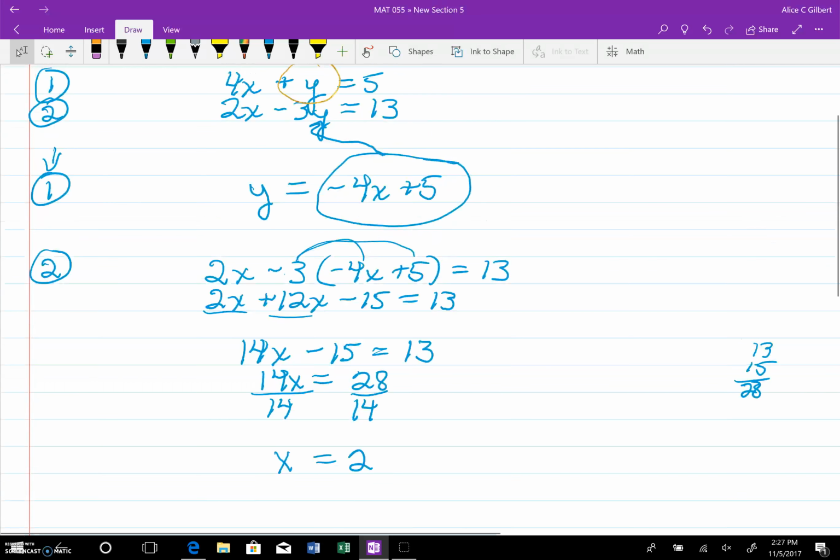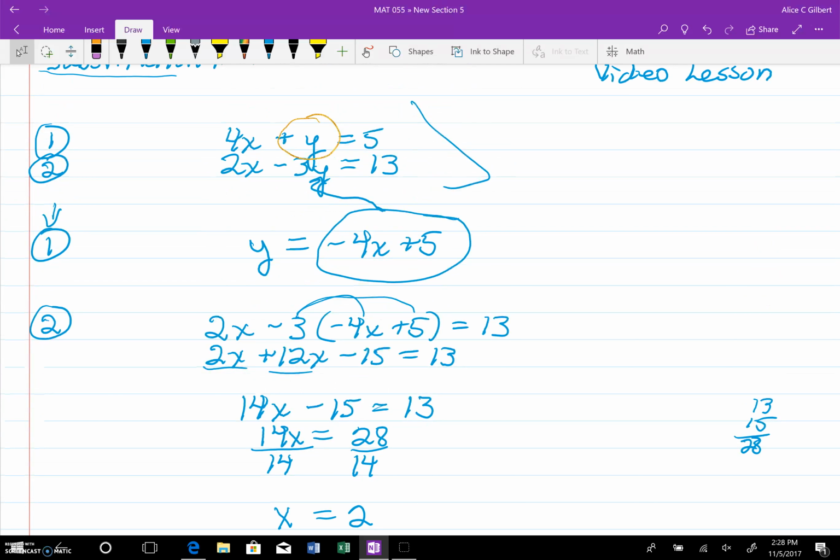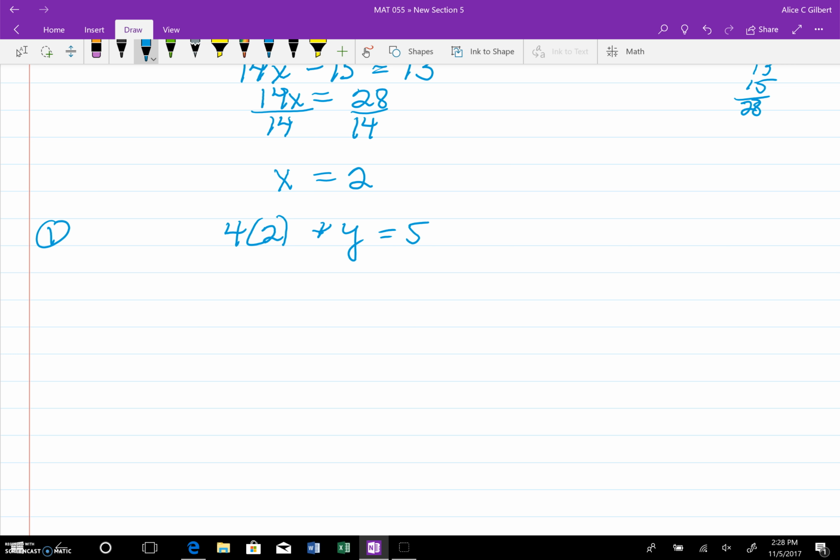But I still need to come back here and in the original equation, put the x in and then solve for y. Choose either one, 1 or 2. I'm going to choose number 1. Okay, so equation number 1 is 4 and x is now 2 plus y equals 5. So now I just need to solve for y. So 4 times 2 is 8. And then I'm going to subtract the 8 from both sides and I get negative 3. So now I have my point, 2, negative 3.